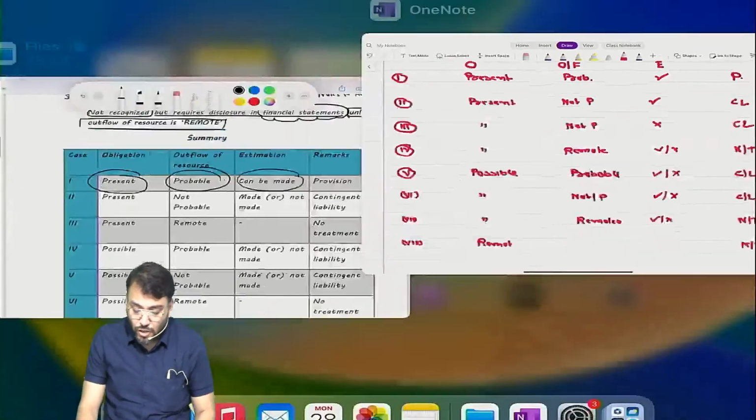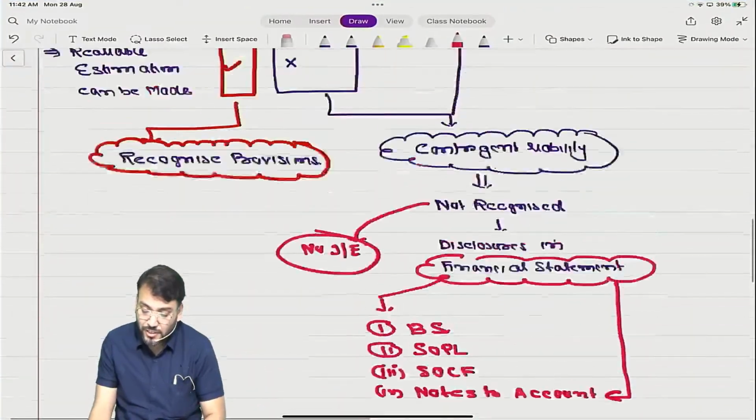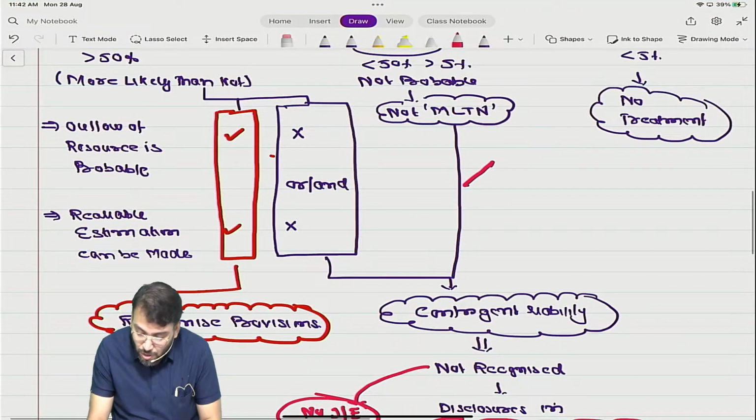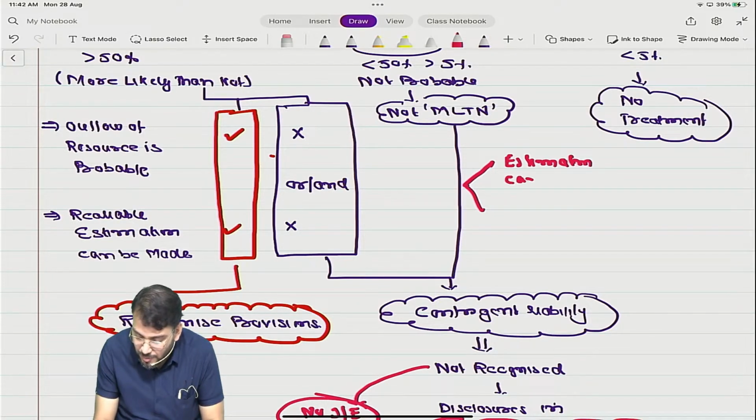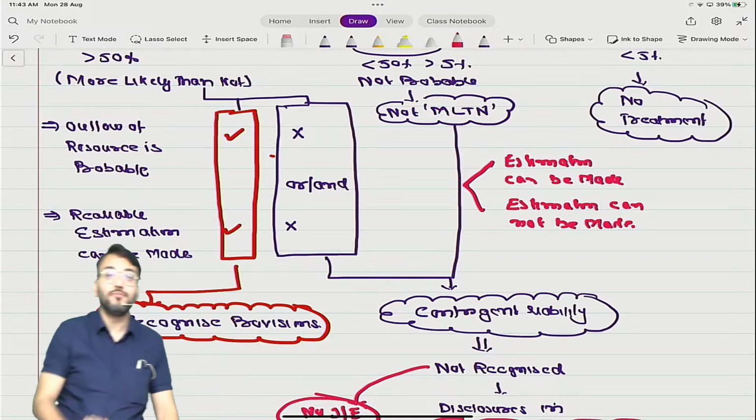One thing is clear: you have understood one point which I was actually not expecting you to understand on your own. If it is a possible obligation, even though estimation can be made, or estimation cannot be made, in both cases it will be what? Contingent liability. Actually, I was not expecting that you would understand this on your own.